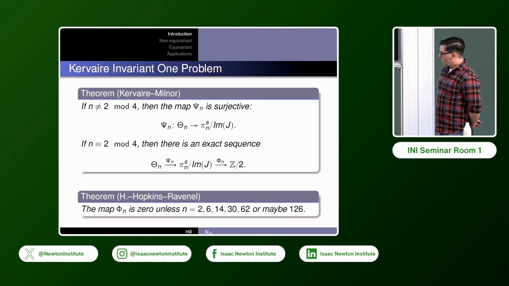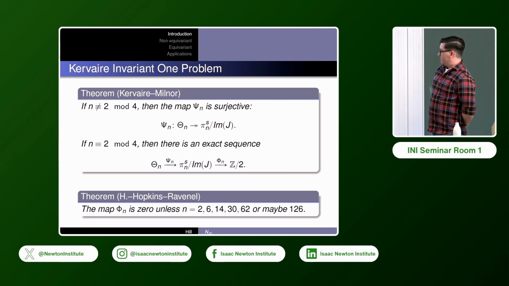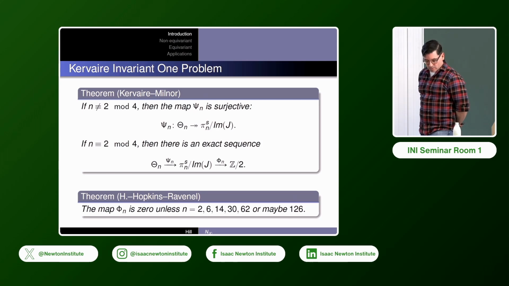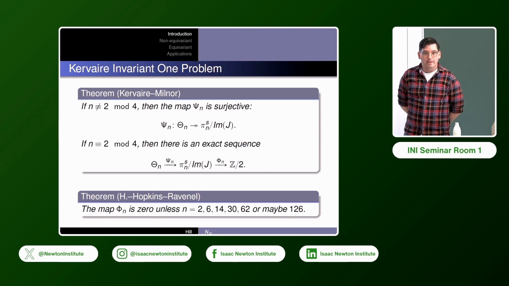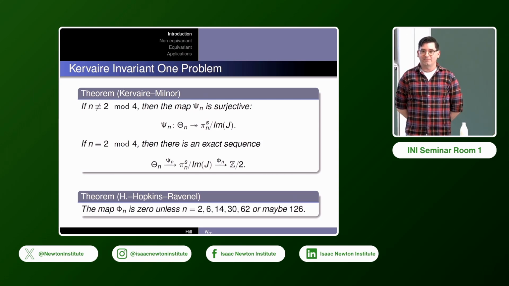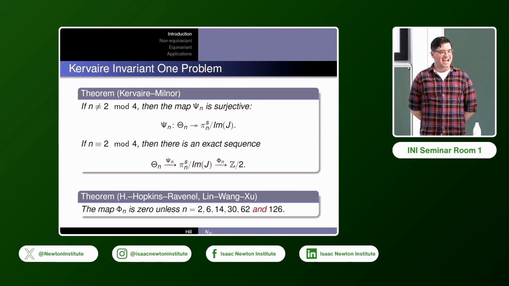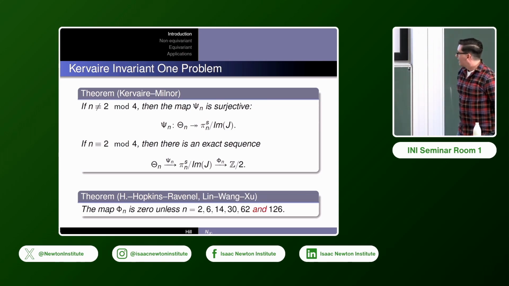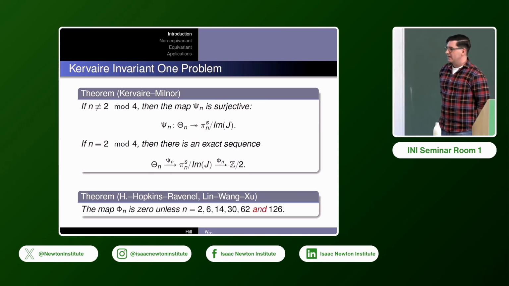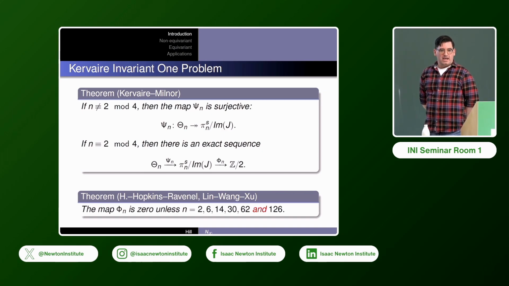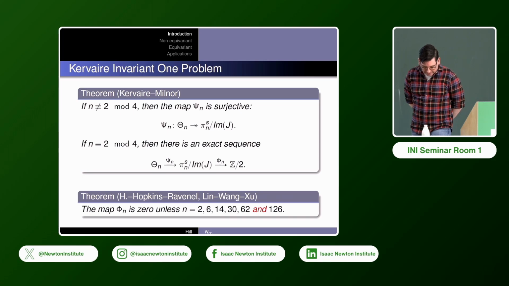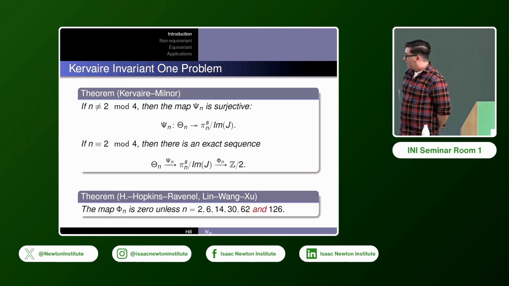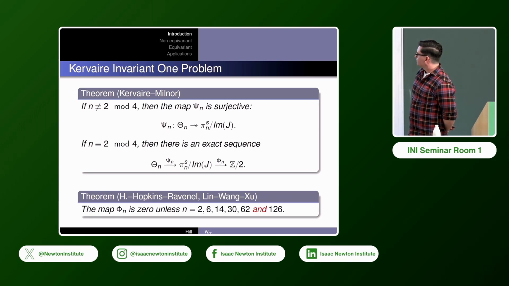And in work with Hopkins and Ravenel, I showed that in fact, unless we're in dimensions 2, 6, 14, 30, 62, or maybe 126, that map's always 0, so it's always onto. And in fact, I'm super excited to say, as an update, work of Lin, Wang, and Zhu showed that in fact there is a manifold of Kervaire invariant 1 in dimension 126. So the examples that we had are now in fact a complete list.